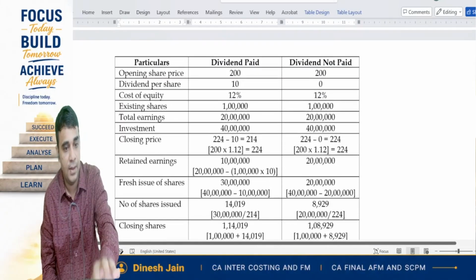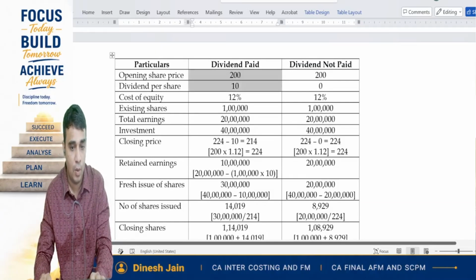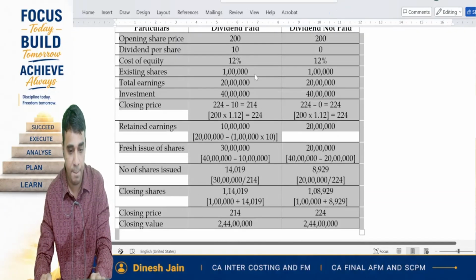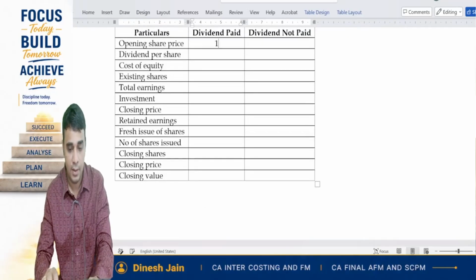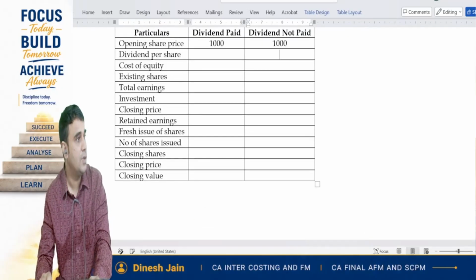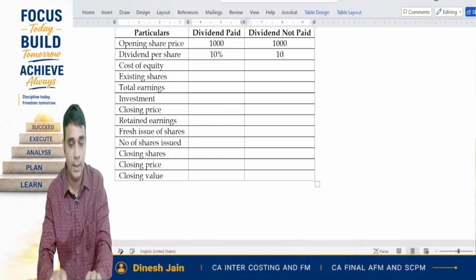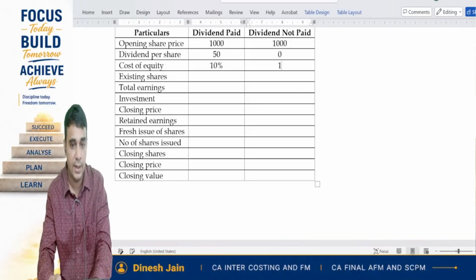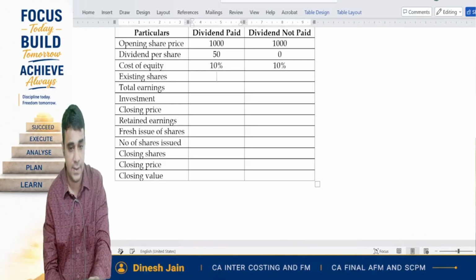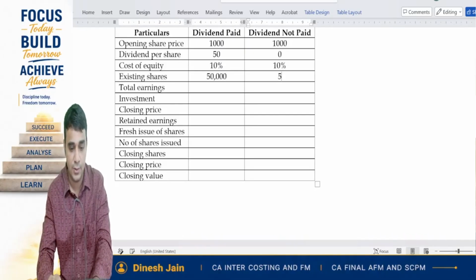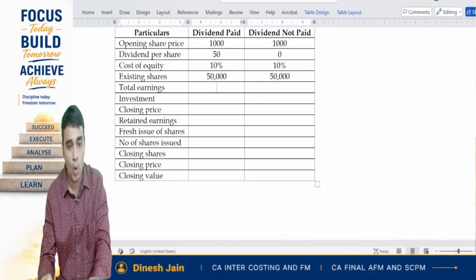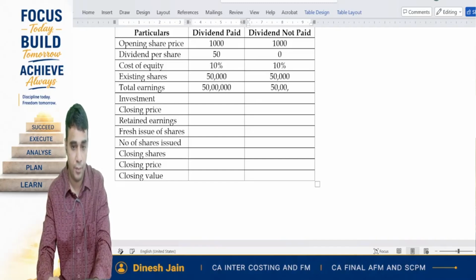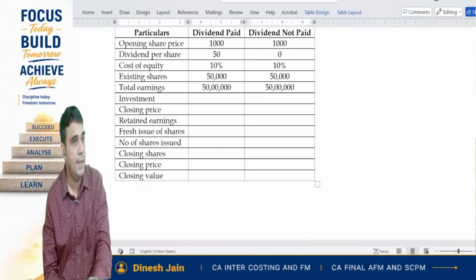I'll repeat again. We had an opening share price of 1000. Cost of equity is 10%. Dividend per share is 50. Existing shares are 50,000. Total earnings is 50 lakh.